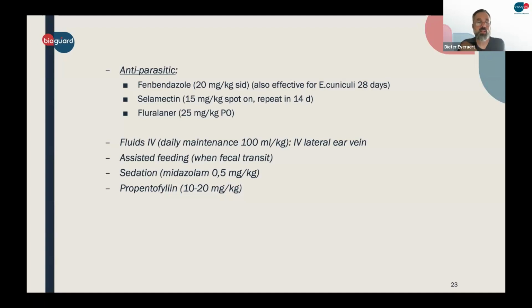So what you do then is give painkillers and fluids. The moment they're defecating, then you can start assisted feeding, but not before, because otherwise you can have a ruptured stomach. When they are really circling, sedation can be important. We mainly use midazolam. You can go up to 2 mg per kilogram, but for us, mainly 0.5 is enough. Propentofylline can also be used, but we haven't had the necessity to use it yet.